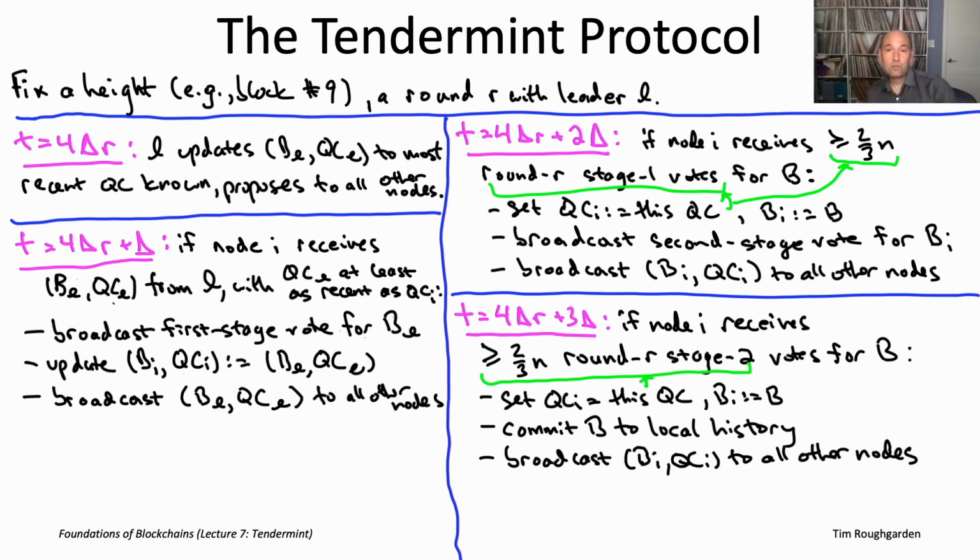Now, this is the part of the pseudocode where you should feel maybe both positive and negative emotions, right? Positive emotion is cool. To have any hope of having liveness, the protocol better be at some point committing new blocks to nodes' local histories.